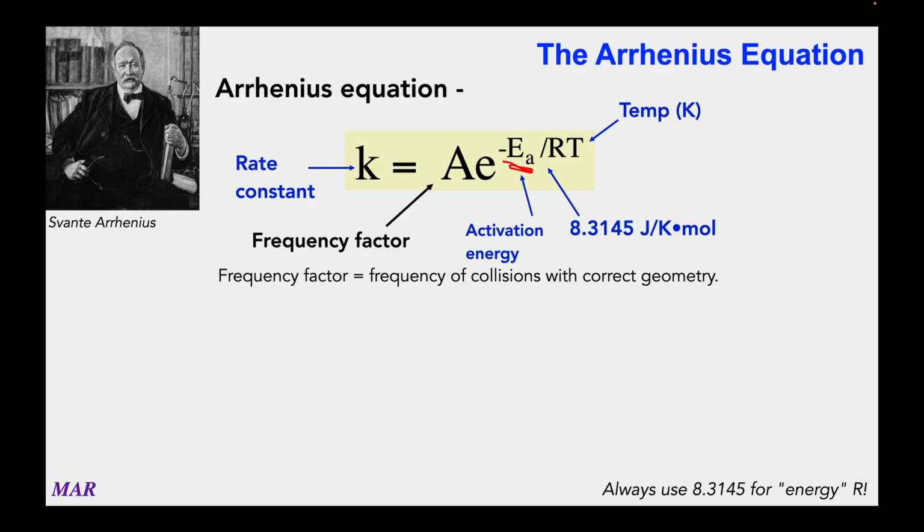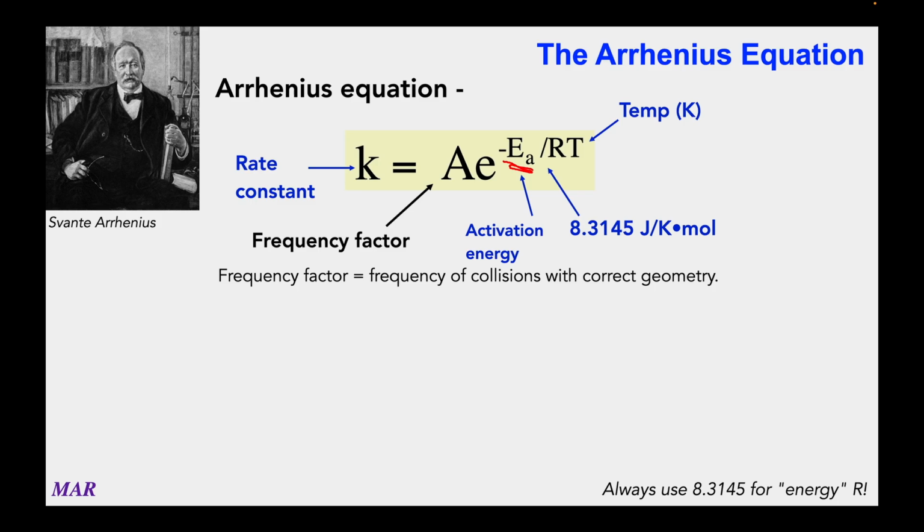So the rate constant k equals something called the frequency factor, which we'll talk about later. You can think about the frequency factor as how many collisions have the correct geometry to make it happen. Then there's Euler's number e, raised to the minus E sub A, where E sub A is the activation energy, divided by RT. R here is the gas constant, the energy gas constant, 8.3145 joules per mole Kelvin, and T, of course, is the Kelvin temperature.